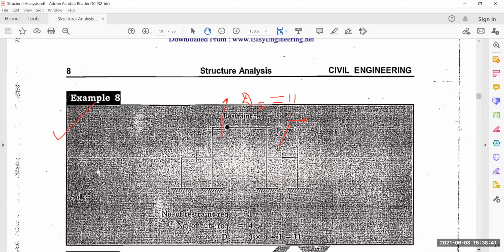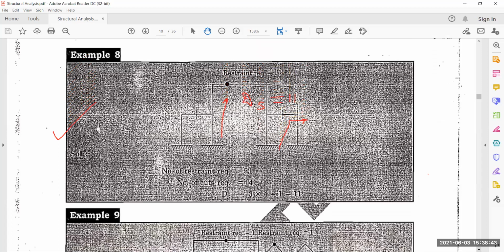Okay, just check. DS is equal to 11. You all get the right answer. Sir, DS is equal to 11. Here you see DS is equal to 11. So I think 7 or 8 problems you solved within a minute. I think within 20 seconds you all made the correct answer. So I think you are all masters in static indeterminacy for beam. You are all masters in static indeterminacy for frame.